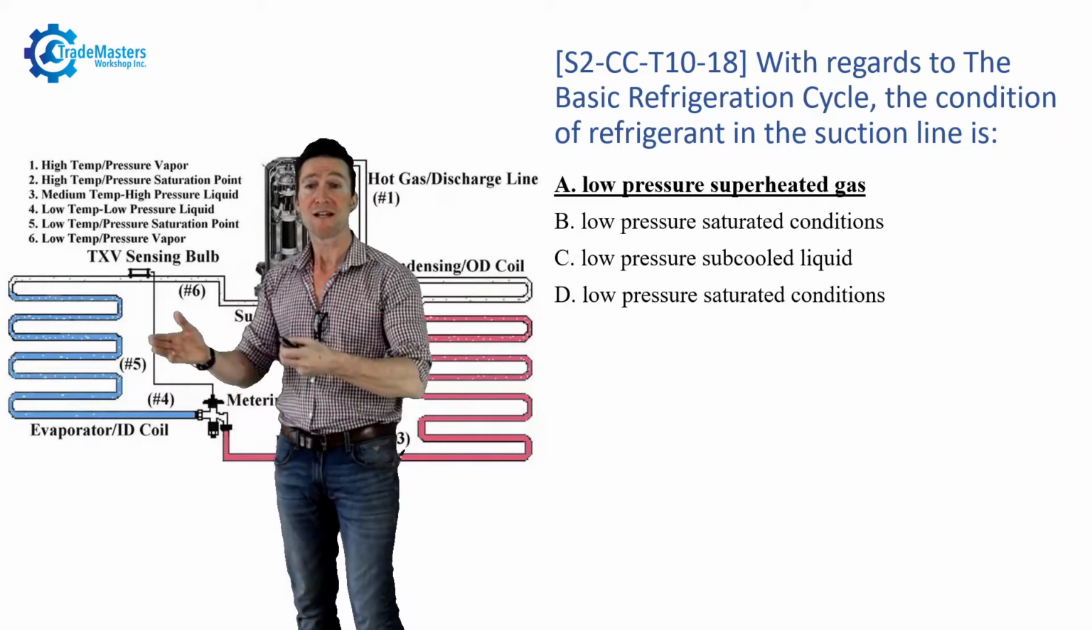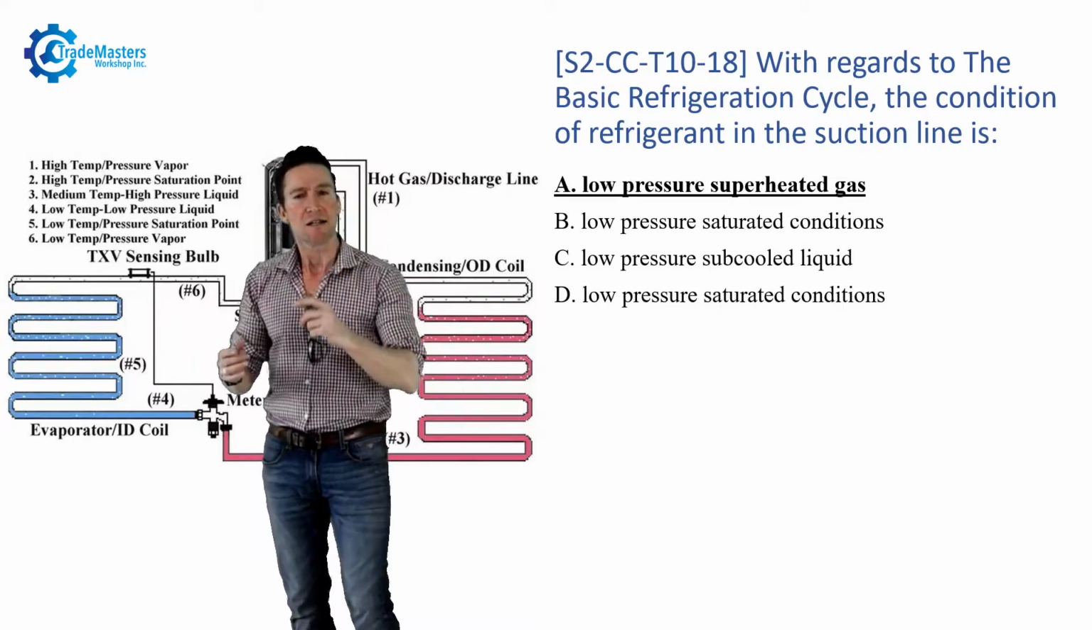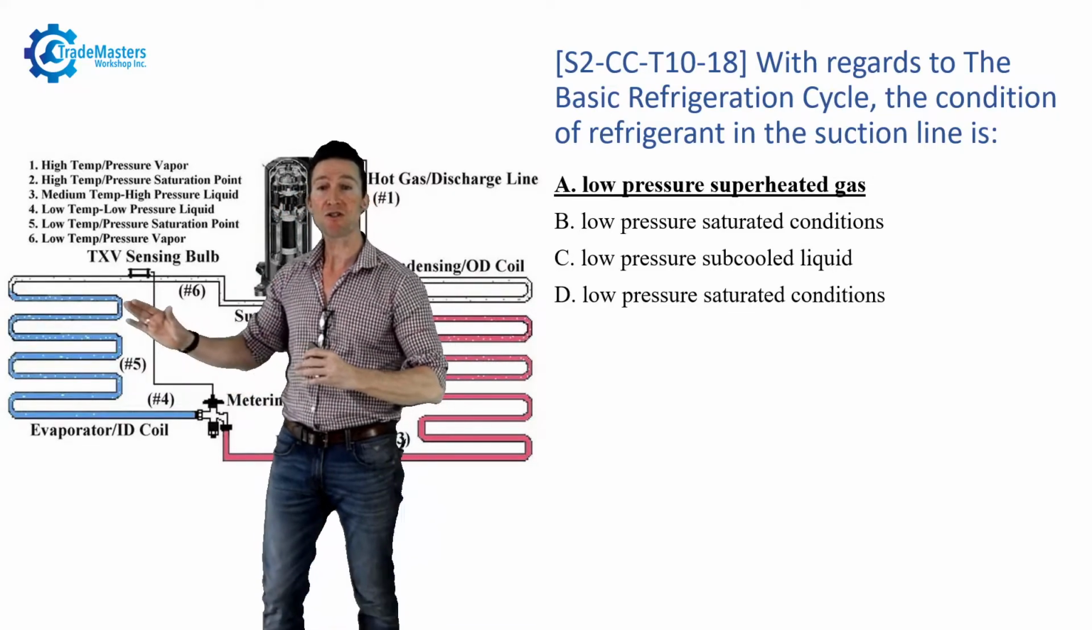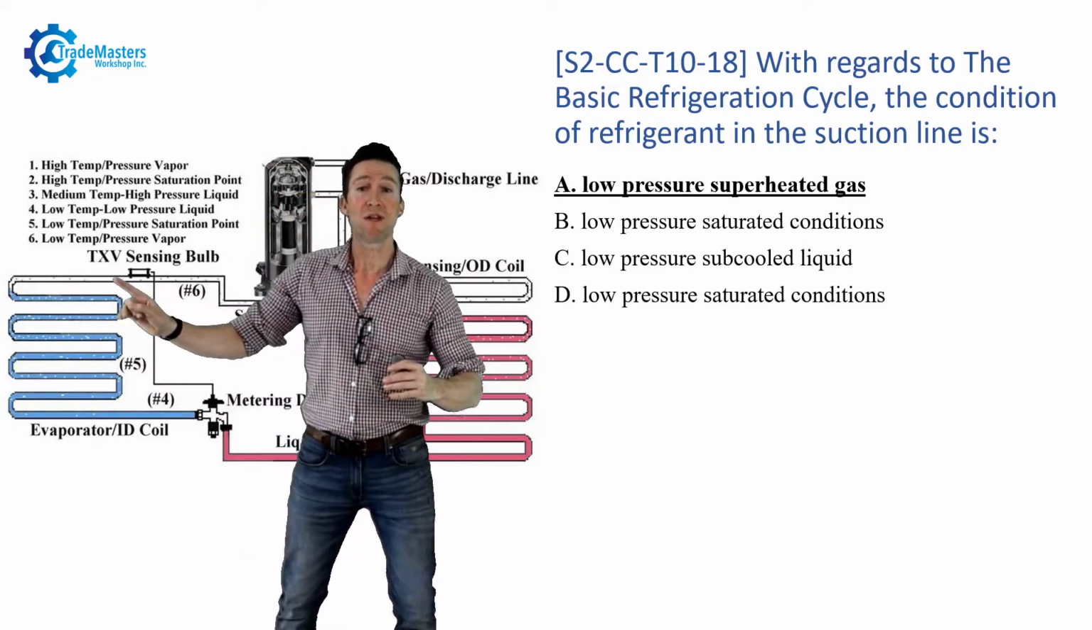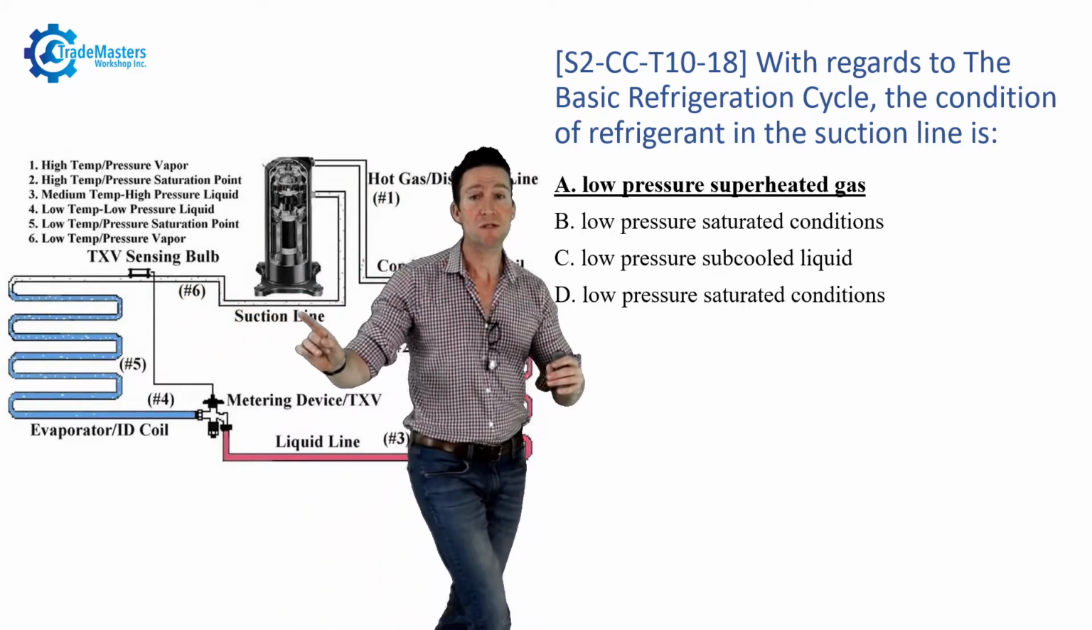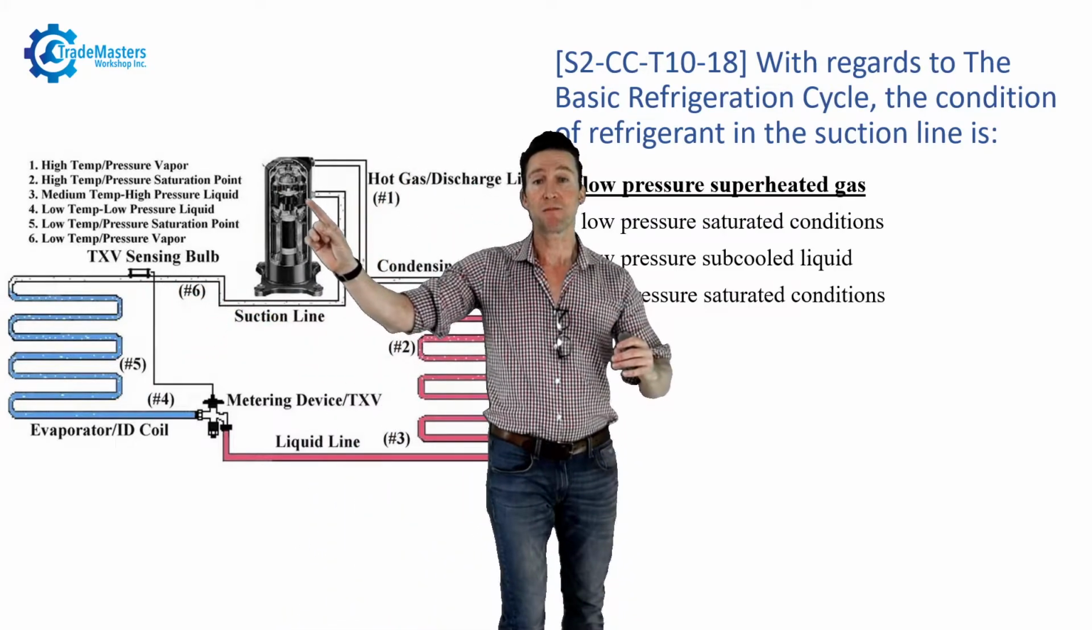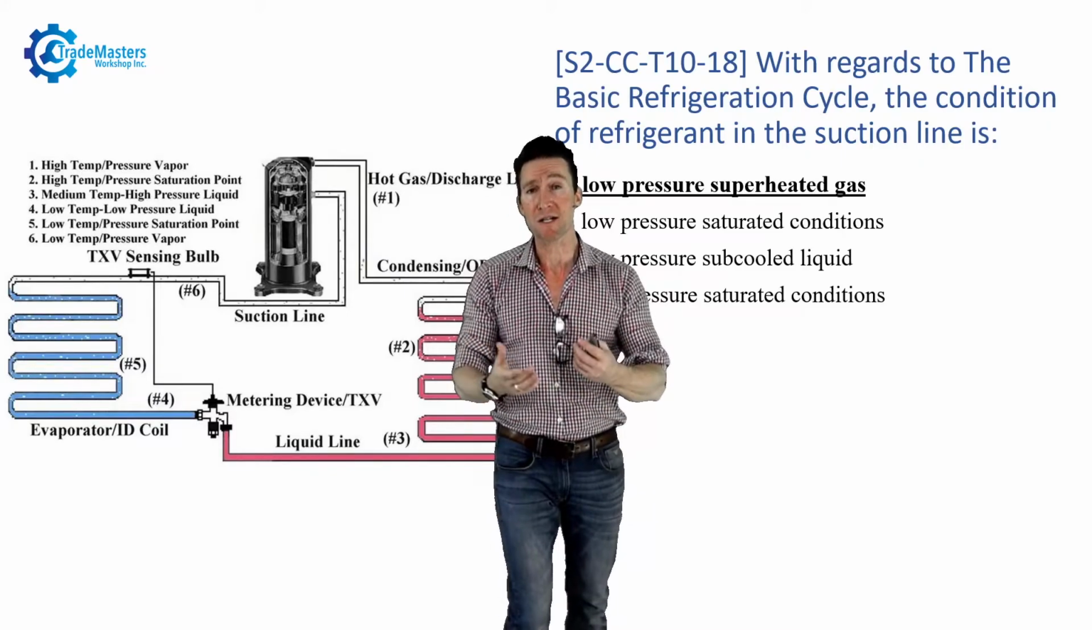low pressure superheated gas. The other good thing about having superheat in the suction line is it proves that you never have liquid flowing through the suction line and entering the compressor where it can damage such an expensive component.